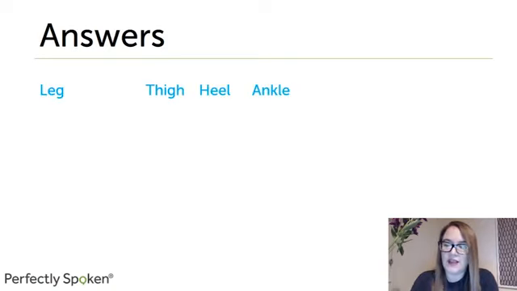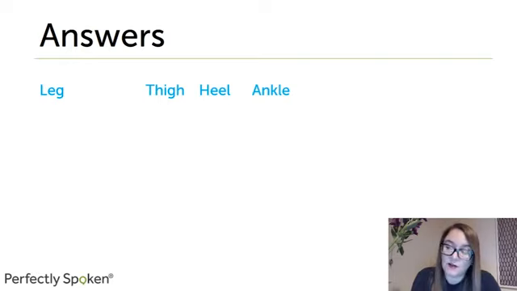So, parts of the leg, we have thigh. So thigh is the top part of your leg. Heel is the back part of your foot. And you might have come across this word, for example, if you think of high-heeled shoes. They're called high-heeled shoes because the back, the heel part, is high.